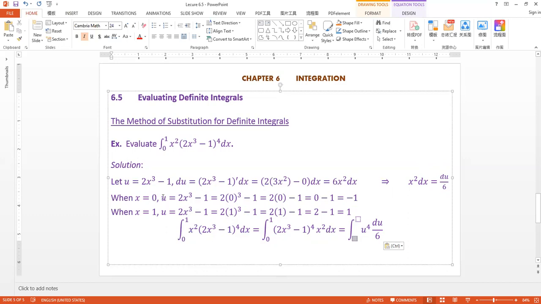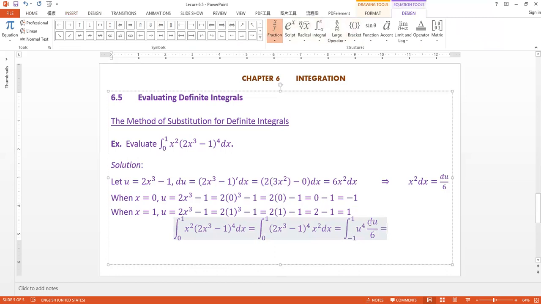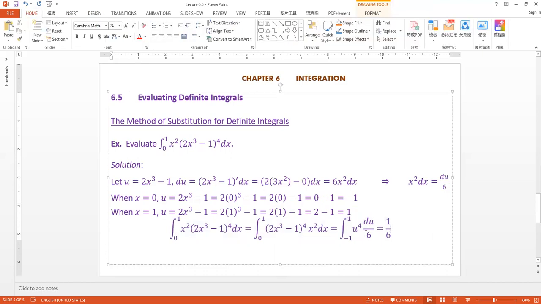We also did the lower and upper limits of u based on x. The lower limit of integration for u is -1, that's what we did here, and the upper limit of integration for u is 1. These correspond to the lower and upper limits of integration for x. Now we can do the integration. First we can factor out the fraction 1 over 6 from the integral and then evaluate the integral.